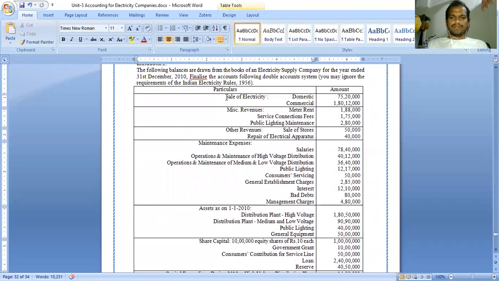So, if we clearly observe, in the problem itself, all items are segregated and mentioned in the respective heads. Say for example, sale of electricity, so domestic sale as well as a commercial sale. So miscellaneous revenues, meter rent, survey connection fees, public lighting maintenance. So other revenues, sale of stores, repair of electrical apparatus, and maintenance expenses.